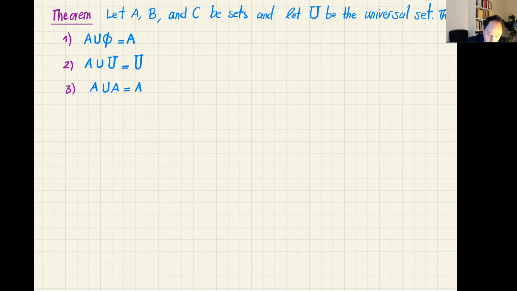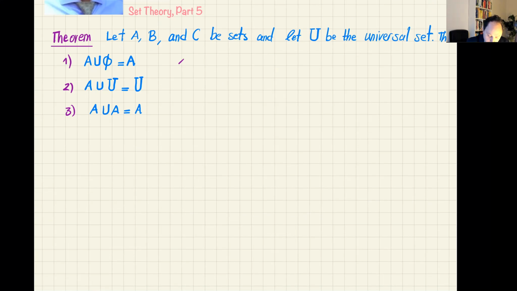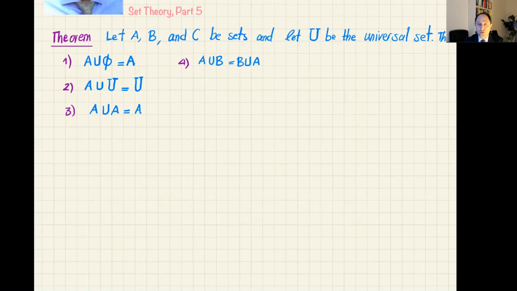Okay, number four. So let me write here. Number four, it's commutative. So it doesn't matter if I union A with B or union B with A. The answer would be the same because the order of the elements in a set is not important.